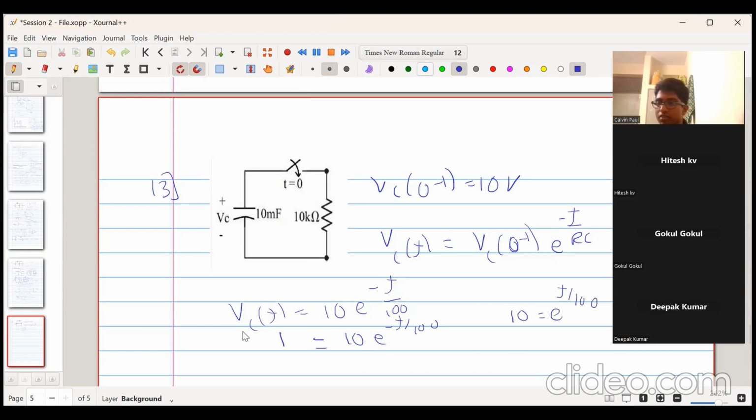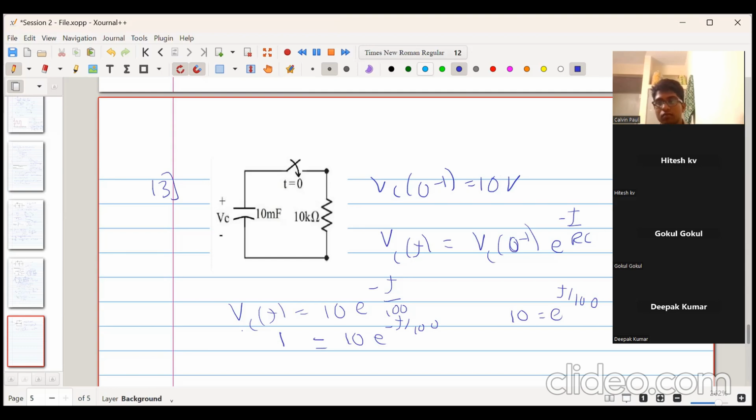Then you solve this, what you will get? 1 by 10 will be on the left side. Minus t, when it goes to this side, it will become plus. So it will be 10 equal to e to the power t upon 100.